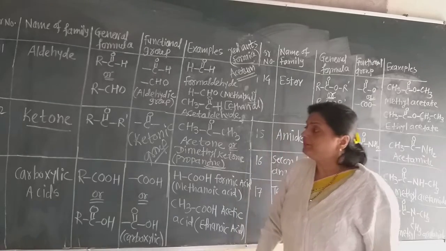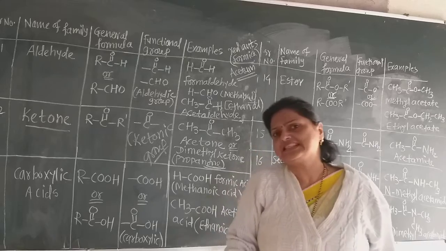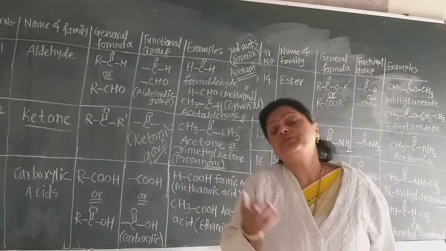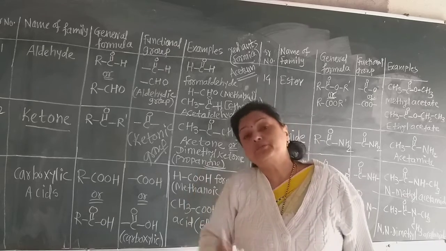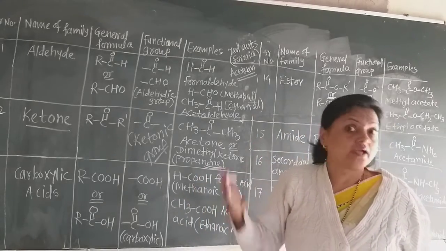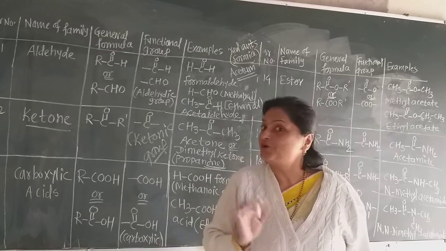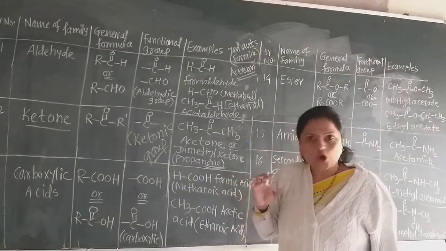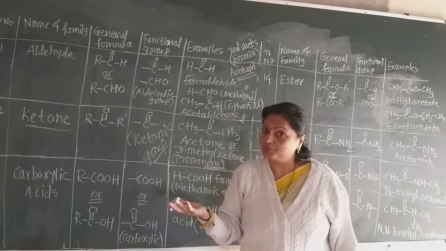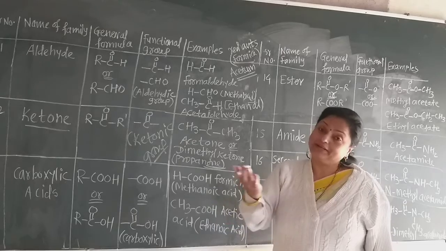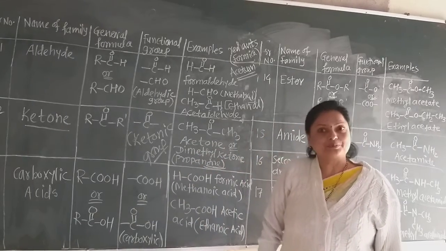Now see the next family, the carboxylic acids. Our mineral acids, that is hydrochloric acid, sulfuric acid, nitric acid: hydrochloric acid has the formula HCl, sulfuric acid has the formula H2SO4, nitric acid has the formula HNO3. But these are mineral, inorganic acids, while these others are organic acids. You know that an acid gives the H plus ion, that is the proton. If they give the H plus ion, definitely they are acids. Similarly, these organic acids also give the H plus ion.